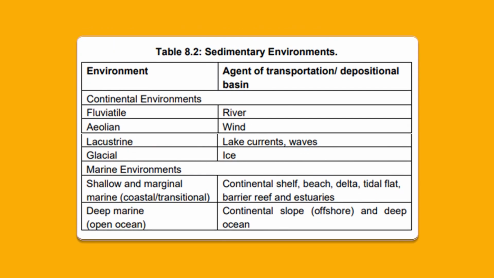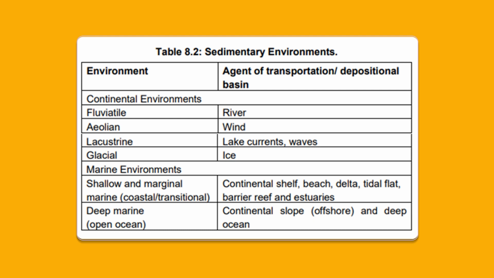Now, let us look into the various kinds of depositional environments. We have read in the course BGYCT 135 Petrology that there are basically two types of environment, continental and marine. Under the continental we have the fluviatile, where the main agent is the river, and in the aeolian environment the wind is the major agent for transportation and deposition. Lacustrine has lake currents and waves, and in the glacier environment it is the ice or the glacier. Then in the marine environment there is the shallow and marginal marine, which could be coastal and transitional.